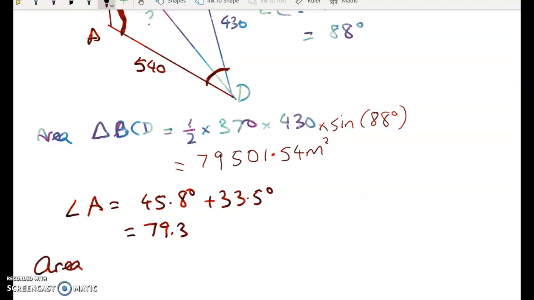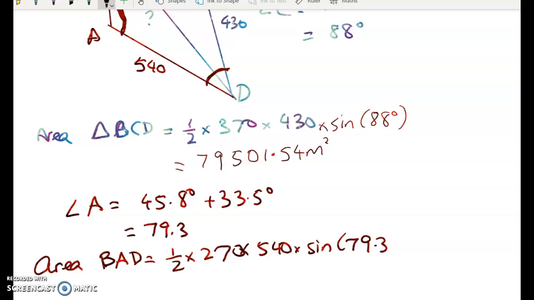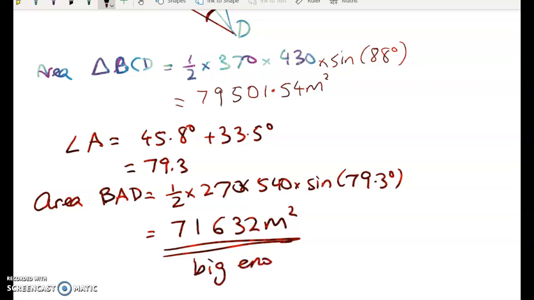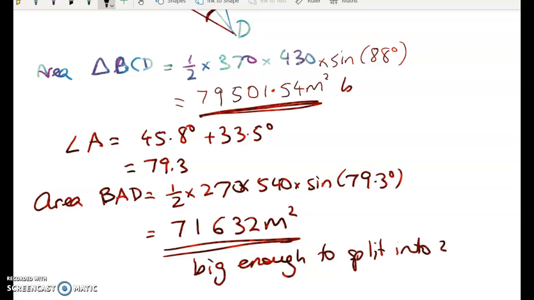So area of BAD or ABD is equal to a half times 270 times 540 times sine of 79.3 degrees. And that gives me 71,632 meters squared. So this is good because this is big enough to split into two. And this is also big enough because the paddocks have to be more than 25,000 meters squared each.